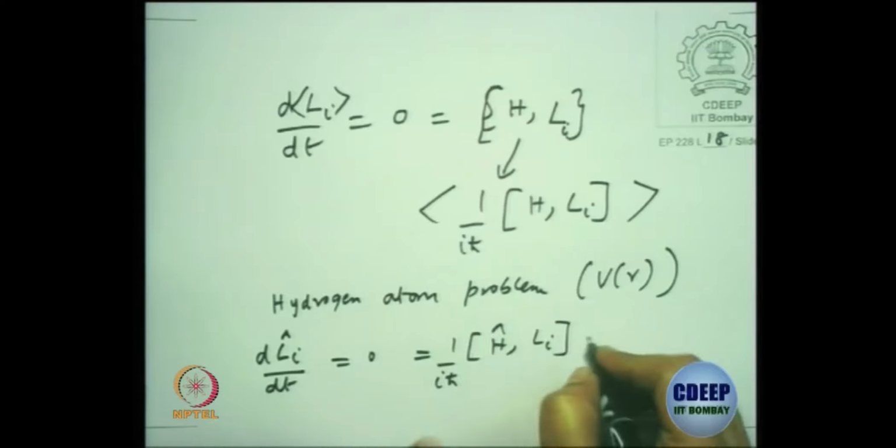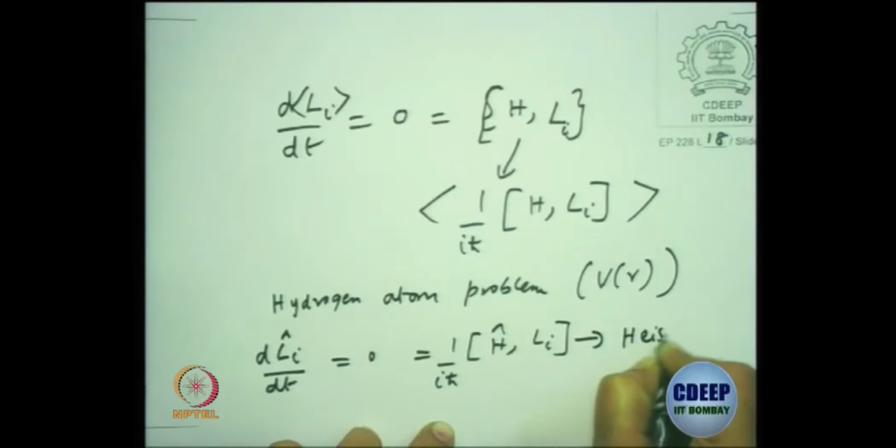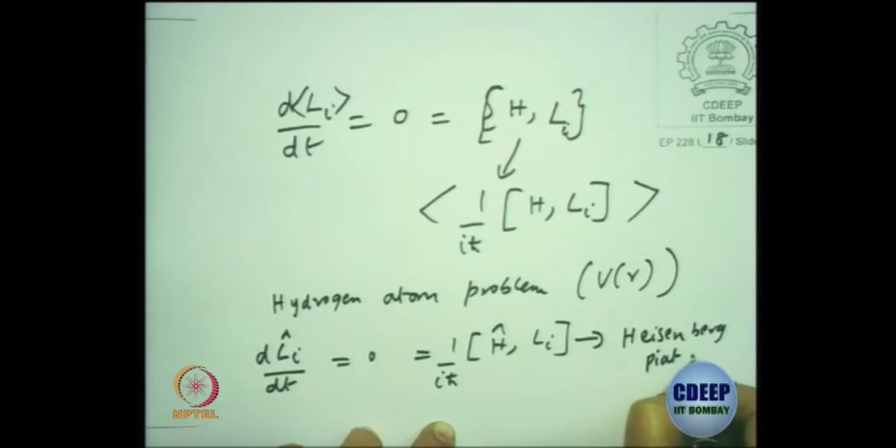This is the Heisenberg picture. So, for all central force problems, angular momentum commutes with the Hamiltonian. How do we see this in the hydrogen atom problem? We have done the psi NLM, but we never looked at it from this point of view, and that is why I was bringing in this angular momentum operator.